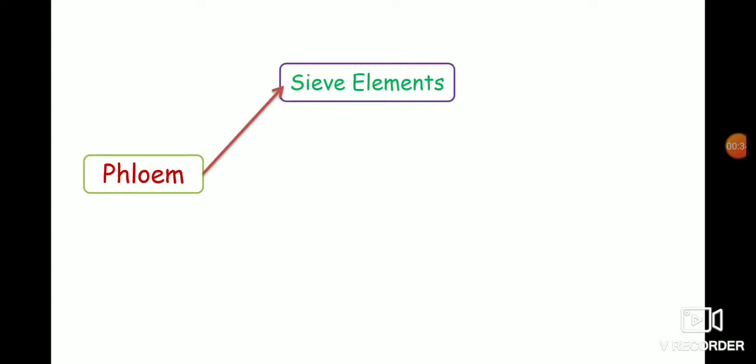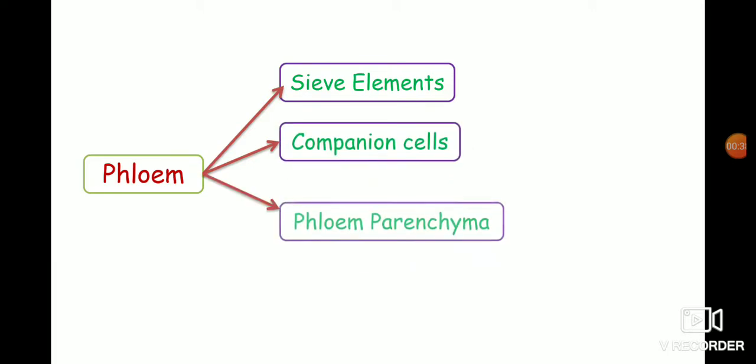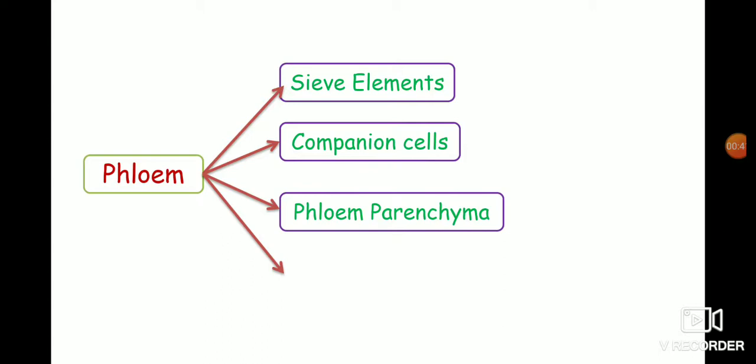The phloem consists of the following elements or cells. The first are the sieve elements, the second are the companion cells, the third are the phloem parenchyma, and the fourth are the phloem fibers. Among these, only phloem fibers are dead cells and the other cells are the living cells. The chief connecting elements of phloem are collectively called as sieve elements.